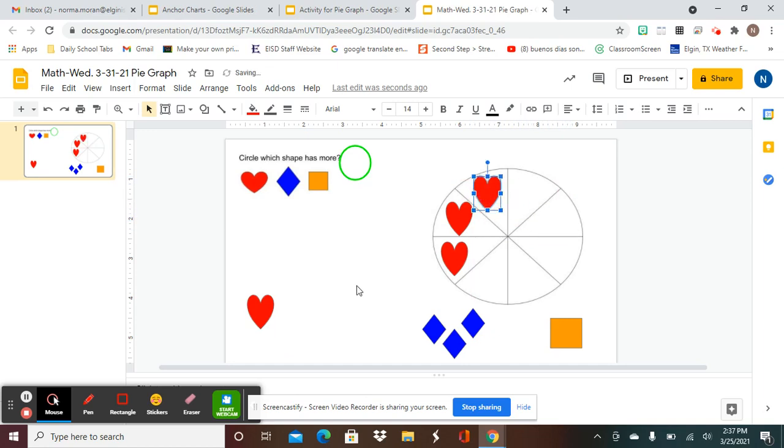All right? So go ahead and do that and turn in your homework. It will either be a picture if you decide to draw it at home with your mom, or it will be you moving all the shapes here and then this circle on the correct answer, which shape has more, on the Google slide that you turn in, okay?